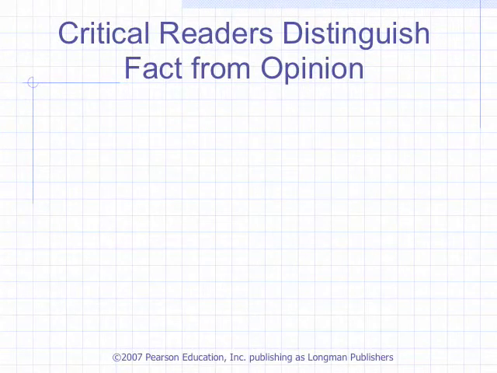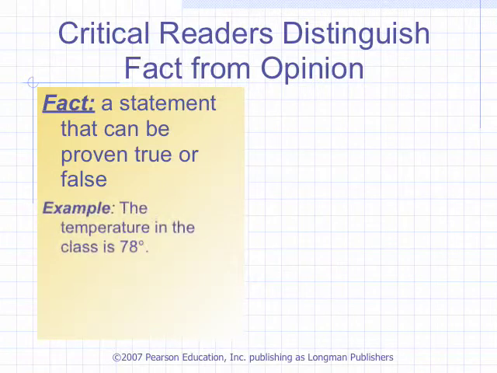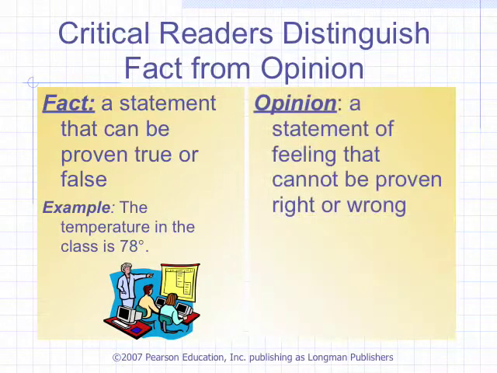Critical readers distinguish fact from opinion so they can make educated and informed decisions. A fact is a statement that can be proven true or proven false. For example, the temperature in the class is 78 degrees. Either that's correct or it's not correct. Opinion is a statement or a feeling that cannot be proven right or wrong.